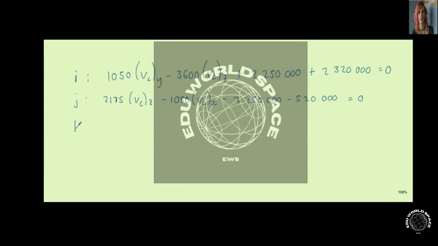And finally, the K component is 3,600 times the X component of VC minus 2175 times the Y component of VC plus 0 minus 280,000 is equal to 0. So we know that VCX is equal to minus 400 feet per second.